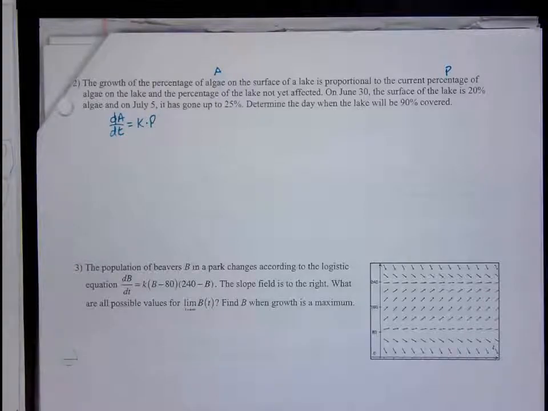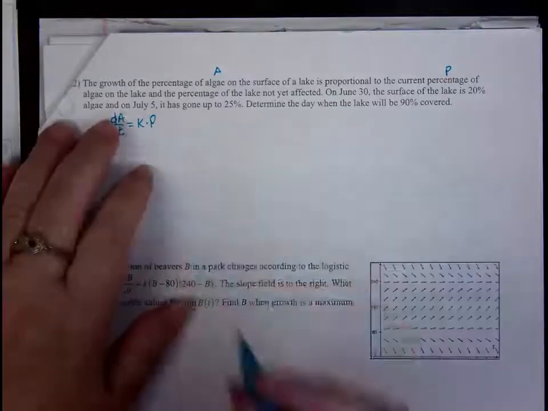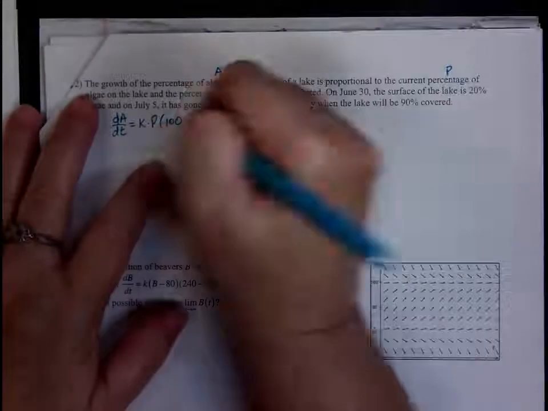So, what does that mean that M is? What's our maximum here? What number is the carrying capacity? 100? It's 100. 100%. Once the lake's covered, we're done. We can't do any more, can we? So in this case, the M value is 100. 100 minus P.